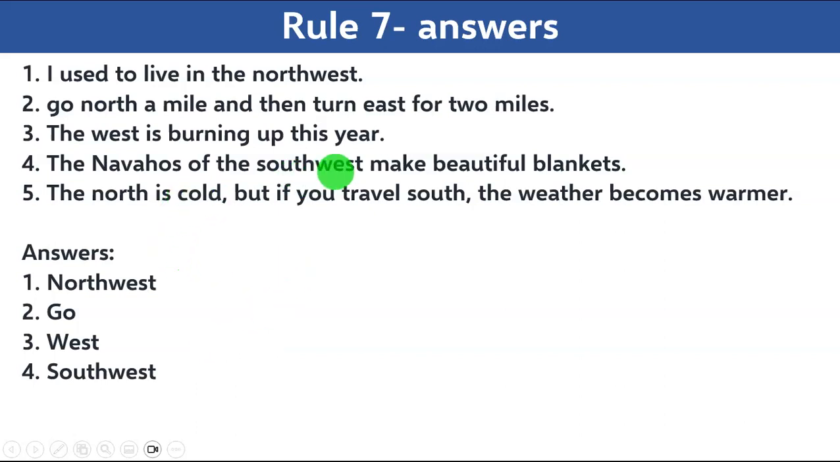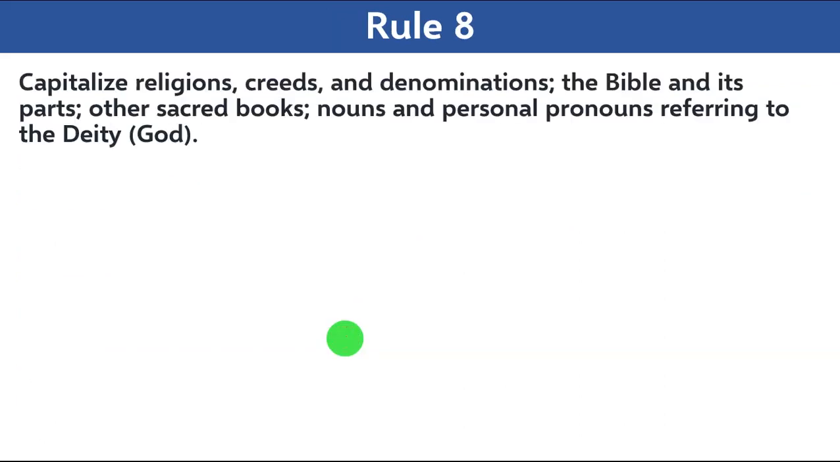Number 4, southwest will be capitalized. The Navajos of the southwest. Right? It indicates a particular section of the country. And number 5, north will be capitalized. The north is cold, but if you travel south. Now you see, you have north out here, which is indicating a particular section of the country. But you have south here, which is indicating a direction, and hence that has not been capitalized. So I hope the concept of rule number 7 is clear to you. Let us move on to rule number 8.